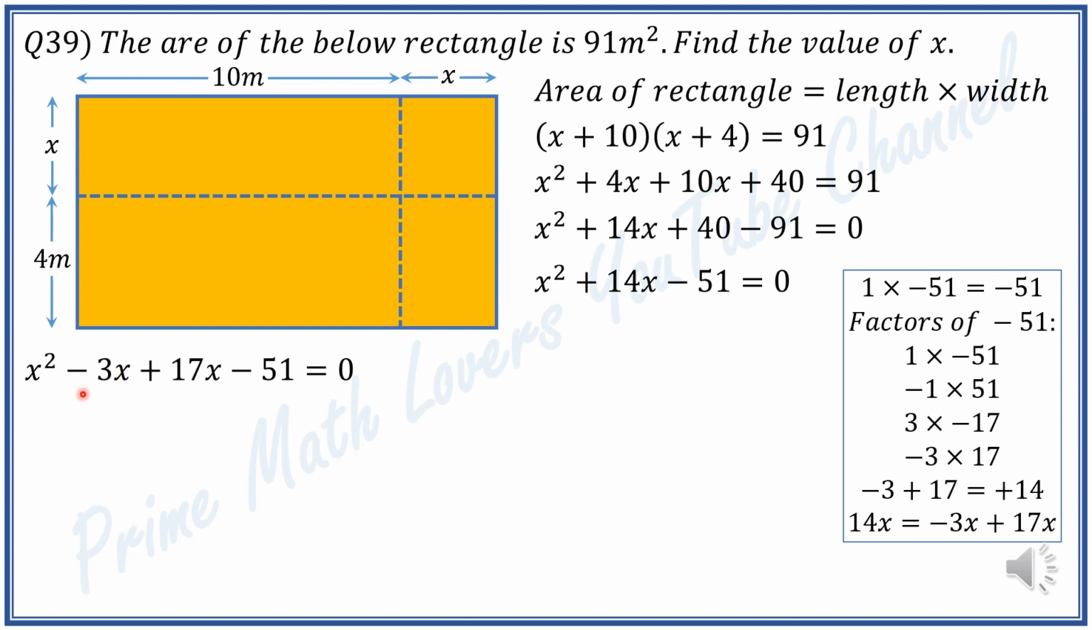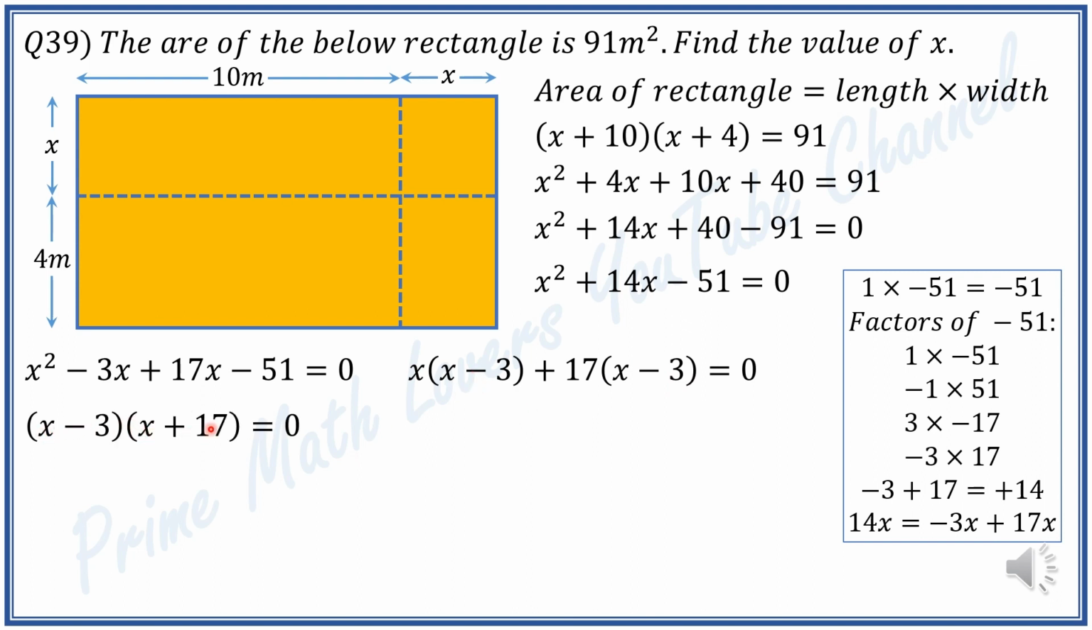Between these first two terms, I factor out x, and I get x times x minus 3. And between these two terms, I factor out 17, and I get plus 17 times x minus 3. Now I can factor out x minus 3, and I will have x minus 3 times x plus 17 is equal to 0.